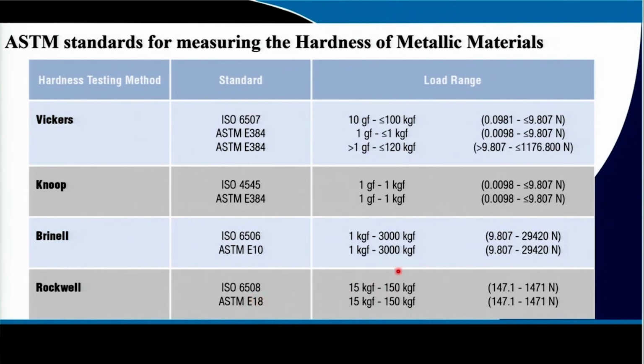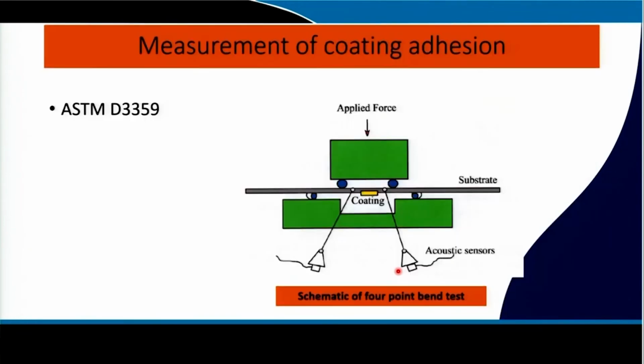These load ranges and standards are very important, because whenever you report the hardness value, in addition to the hardness test you have used, you sometimes have to refer to the ASTM standard. Then only people will accept it, particularly when you are talking about industry scale property measurement. There you have to always follow the standard, so that they understand the process which you have applied.